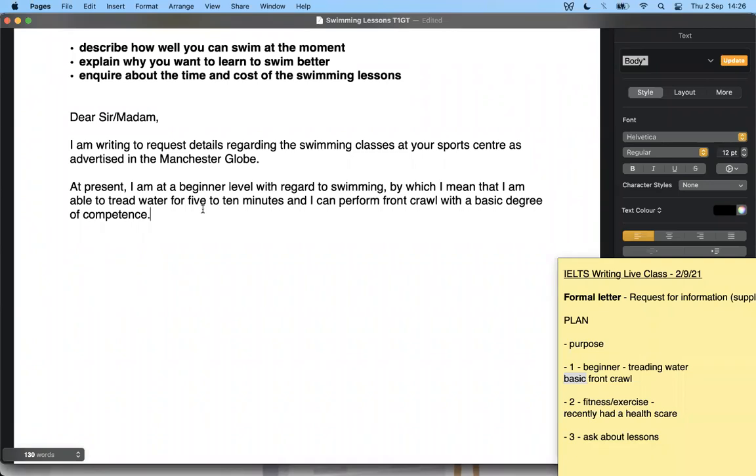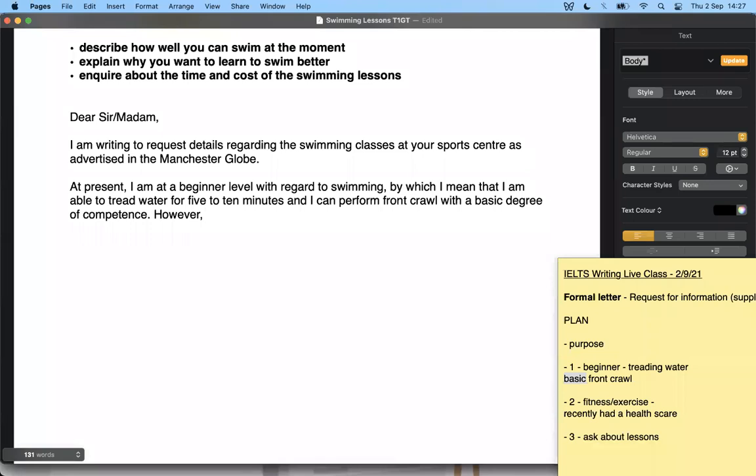At present, I'm at a beginner level with regard to swimming, by which I mean that I am able to tread water for 5 to 10 minutes and I can perform front crawl with a basic degree of competence. Okay, that's pretty good. And notice it's all one sentence as well. We're showing our ability to develop something a little bit more complex in terms of the construction.